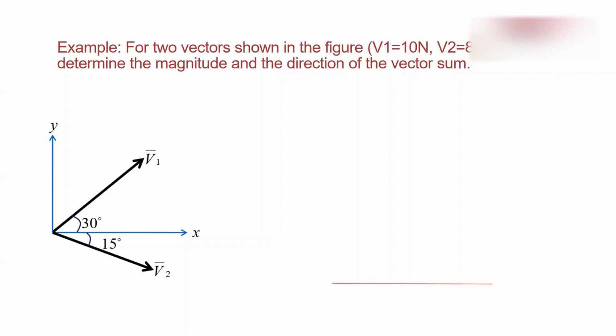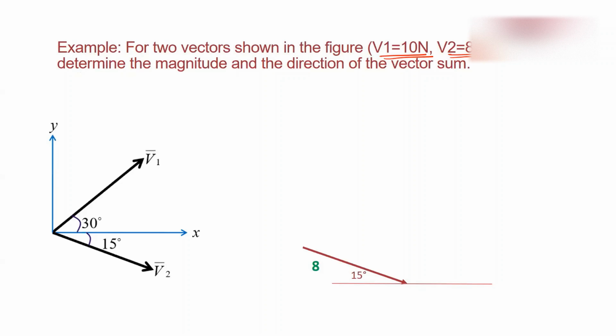So I have to add two vectors, V1 and V2. V1 is 10 newtons and V2 is 8 newtons, and the directions are given in this diagram. I'm going to draw the vectors head to tail, starting with V2. V2 is 8 newtons and it is making 15 degrees to the x-axis.